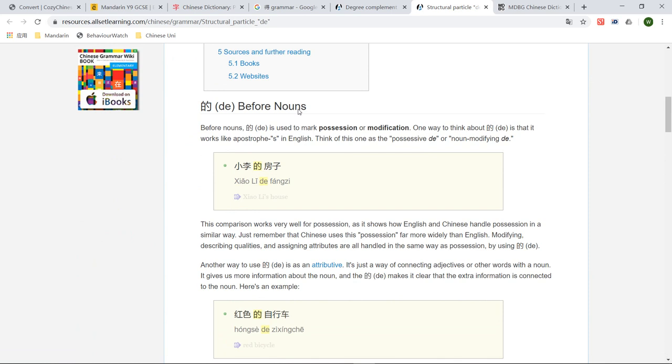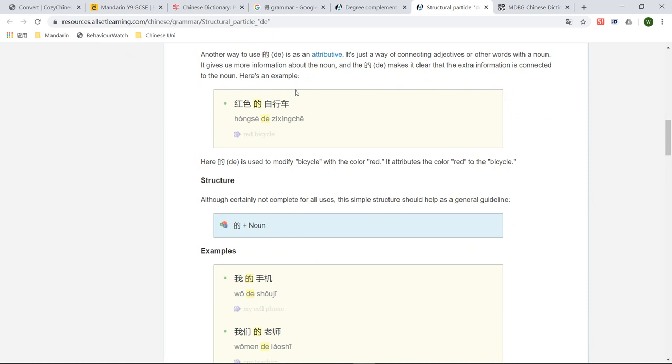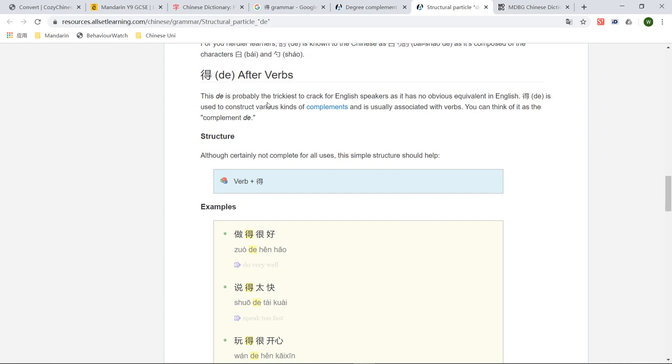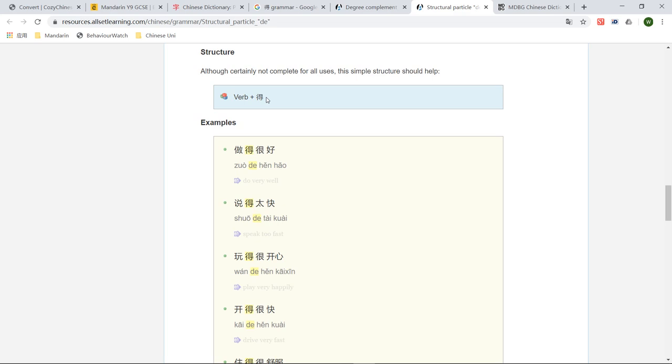So here we have different points, but today we can talk about this de. So de after verbs is probably the trickiest one to crack for English speakers. Yeah, it is quite difficult. They are used to construct various kinds of complements and are usually associated with verbs. So here, the simple way we can see is the verb after 的.